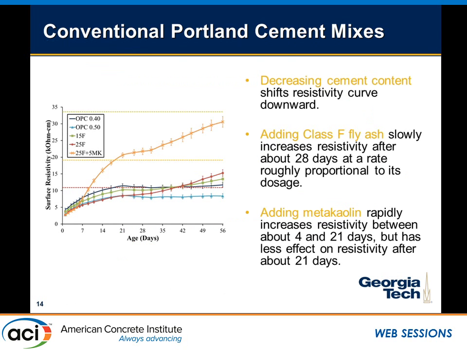So to summarize what the conventional Portland cement mixes tell us: if we decrease the cement content, we get a downward shift of the resistivity curve. If we add this class F fly ash, for this particular case, we got a reaction starting around 28 days, and the rate of that reaction was proportional to the dosage of the fly ash. And finally, when we add the metakaolin, we get the very high reactivity at the early ages, but then less of an effect at 21 days and later when the metakaolin has largely reacted.